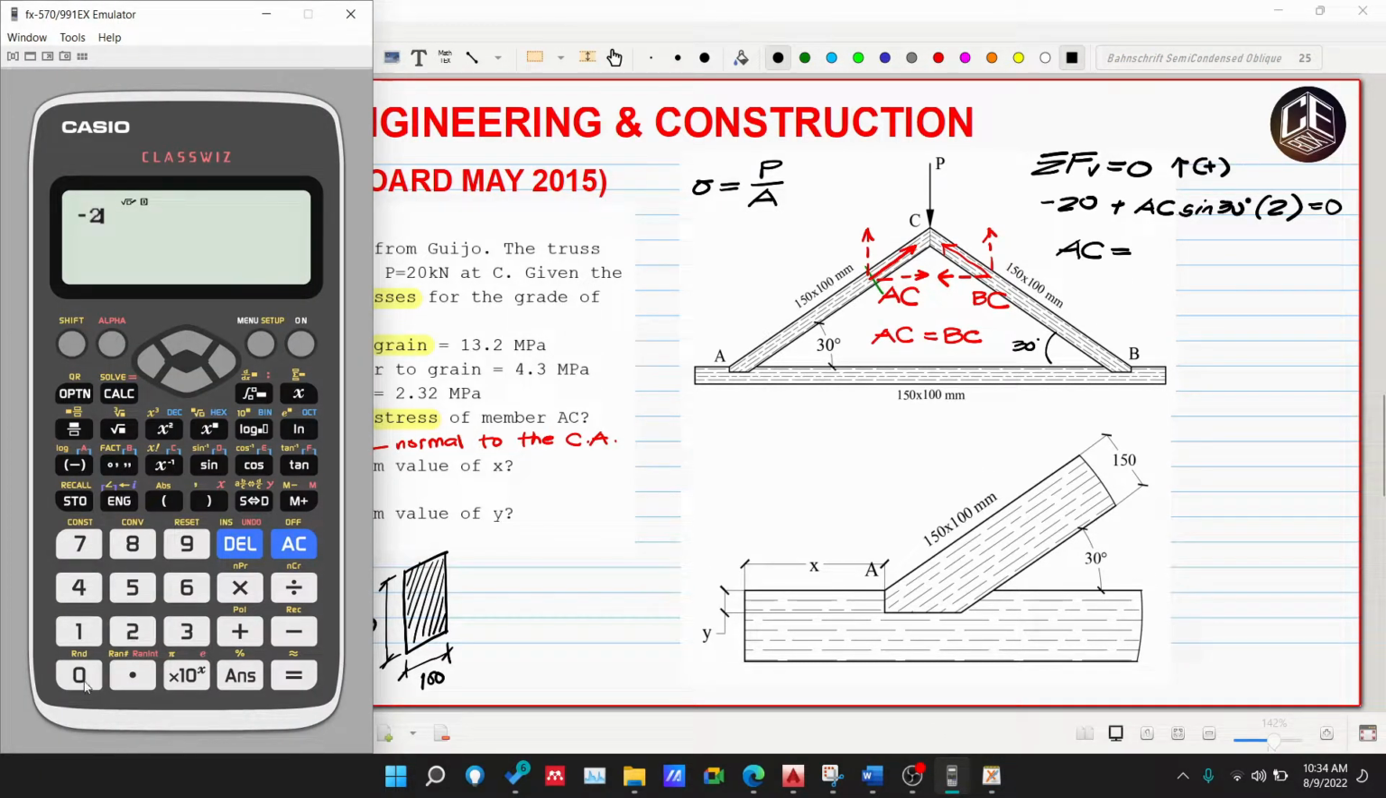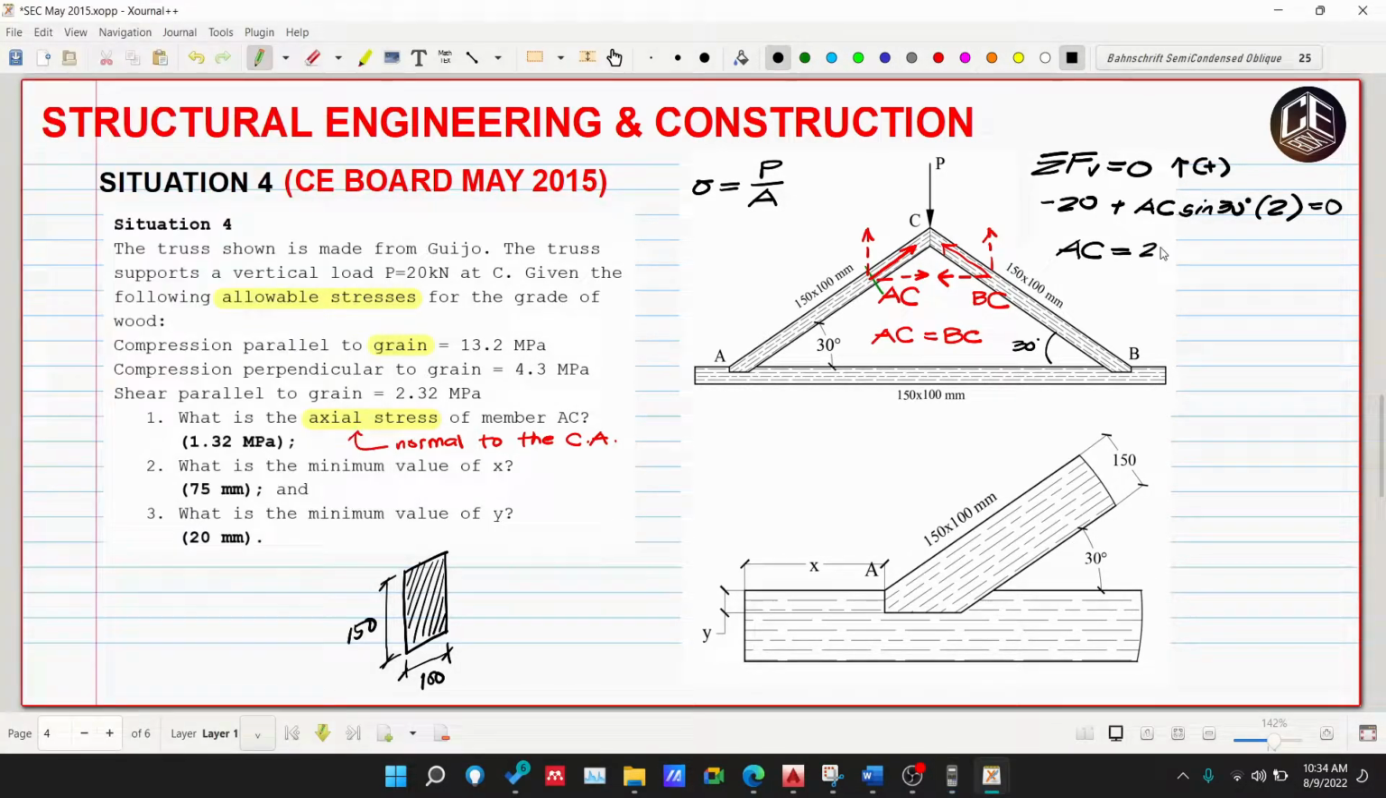So, negative 20 plus AC sine of 30 degrees multiplied by 2 is equivalent to 0. So AC is 20 kilonewton. Ibig sabihin, ang ating BC is equivalent to 20 kilonewton. And kung mapapansin nyo, compression yung ating AC and BC.